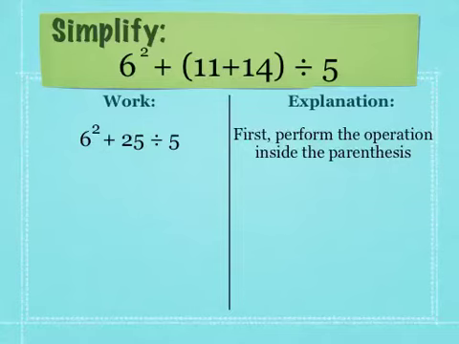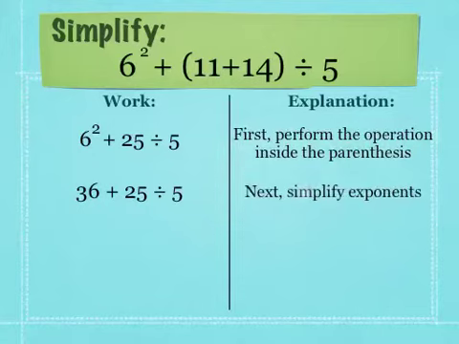Now I'm going to look for exponents. That's the next step in the order of operations. Again, we do have an exponent. Again, it is 6 squared. 6 squared, remember, is 6 times 6, which is 36. So I have 36 plus 25 divided by 5. The explanation is, again, next simplify the exponents.